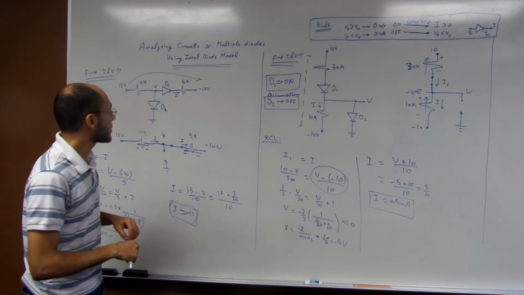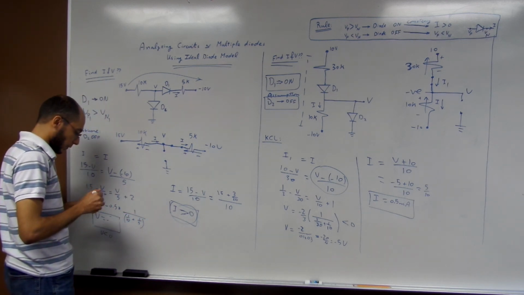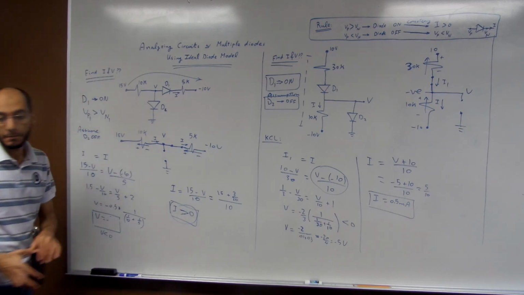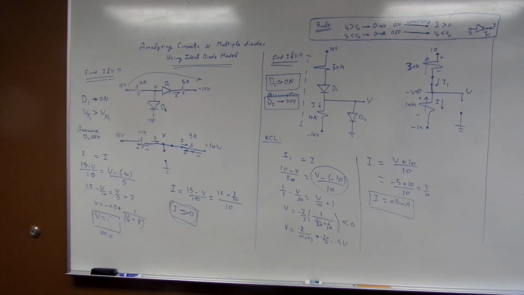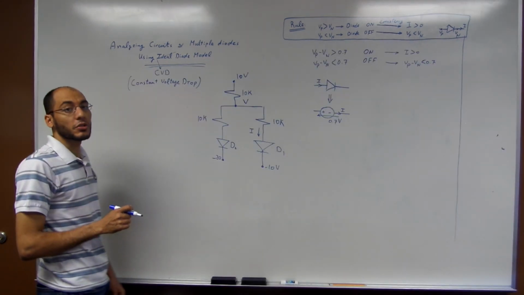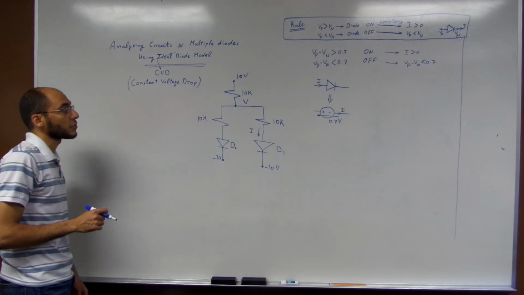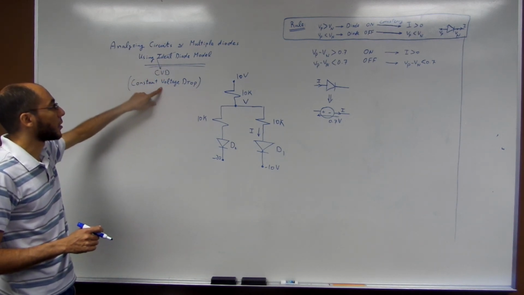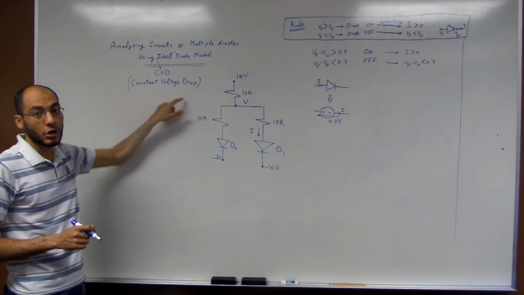So let's solve another example. Okay, so in this last example, I'm going to solve it not using the ideal model. I'm going to solve it using the CVD model, which is the constant voltage drop model.